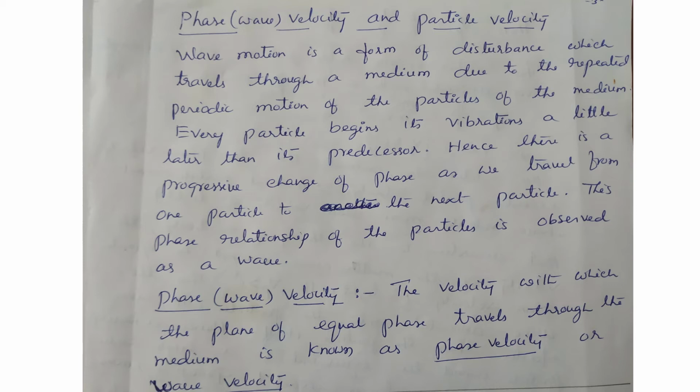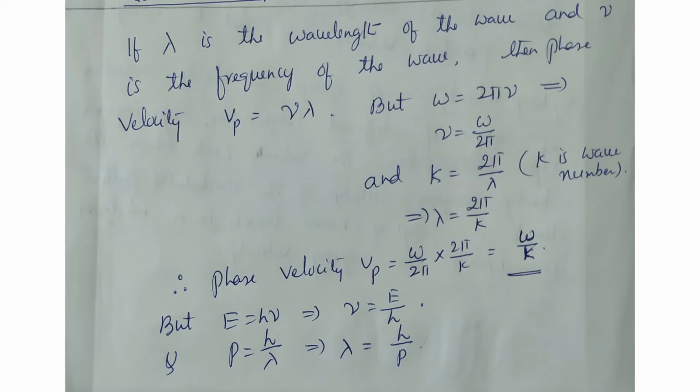And the velocity with which that wave travels in the medium is called the phase velocity or the wave velocity. The velocity with which a single wave travels through the medium is called wave velocity or phase velocity. The expression for phase velocity is, let us consider a wave of wavelength lambda, frequency nu. Let its velocity be Vp, V suffix p, the phase velocity, and it is given by nu lambda.